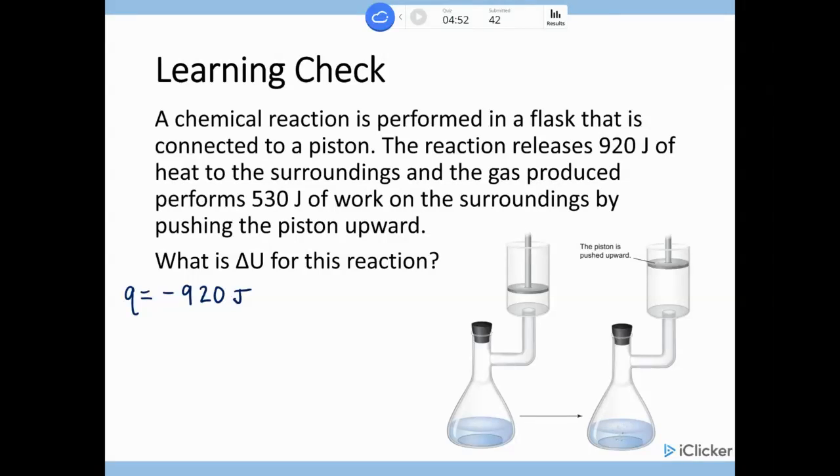In this reaction, a gas is produced. So this is one of a reaction type where the product is a gas. That gas that's produced is performing 530 joules of work on the surroundings by pushing the piston upward. So it tells us 530 joules of work is done on the surroundings. That means the system is doing the work. So if the system is doing the work, then our W value is also negative. So negative 530 joules.